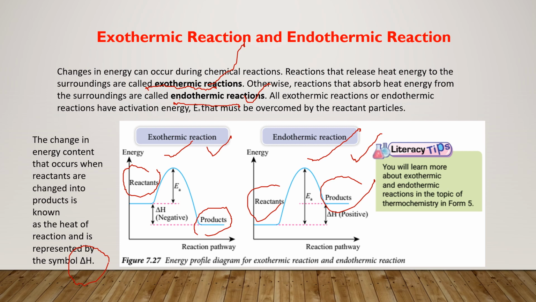For exothermic, the sign is negative. For example, delta H equal to negative 200 or something. And for endothermic, the heat change is positive 200 kilojoule per mole, something like that. So the sign is negative for exothermic, and positive for endothermic. Positive value, positive. And this one's value is negative.